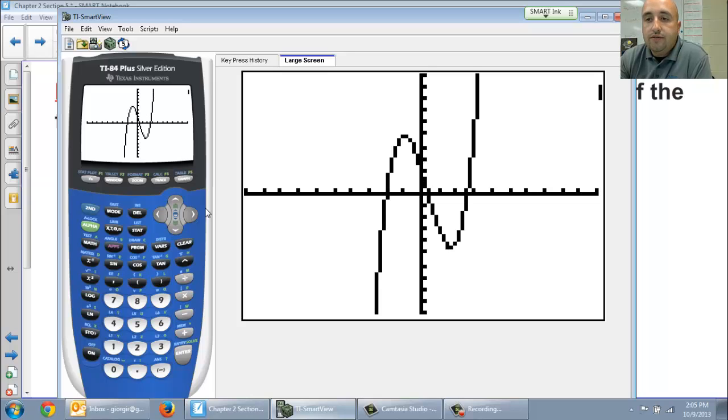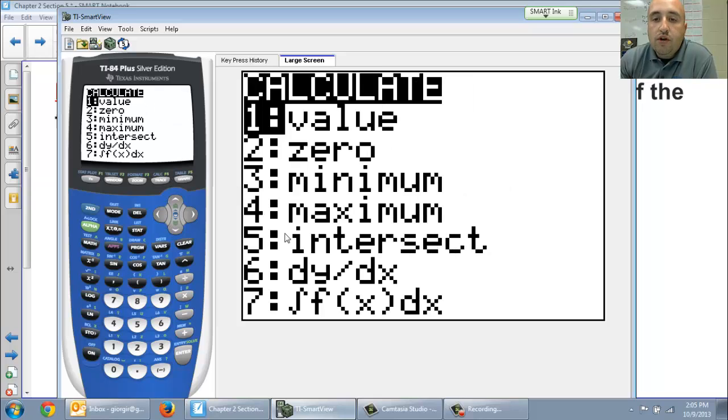And here it is. So it has one on the left, one in the middle, one on the right. It has 3 real roots. So let me show you how we're going to do this. To find the roots, we're going to hit second trace. And which one do you think we're going to go to? Value, zero, minimum, maximum, intersect, dy over dx, or the integral of f(x) dx. We are going to do number 2, the one that says zero. Okay, roots and zeros are the same thing.